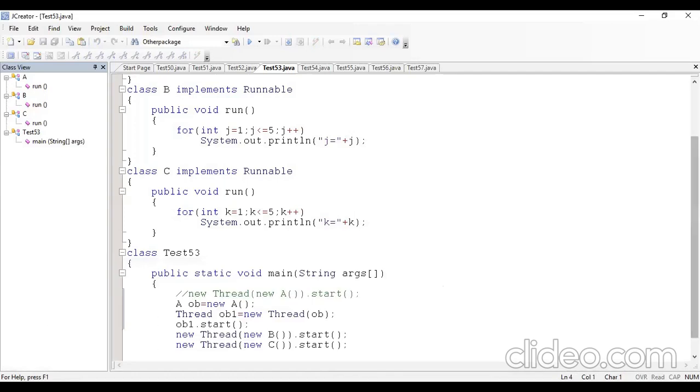So this is the way through which we can use the Runnable interface in our program. Rather, we can use the Runnable interface to create n number of threads, and that can be executed by calling this start method. So I hope this much is clear to you all.